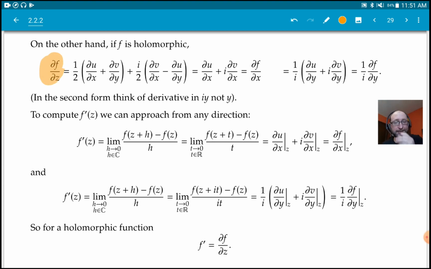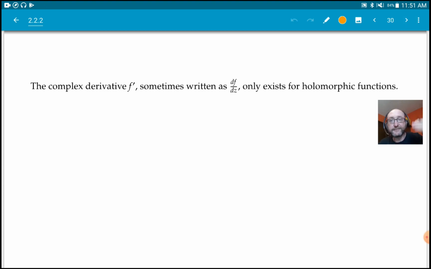So what we have is that the derivative with respect to z, the Wirtinger operator derivative with respect to z, is equal to the complex derivative for a holomorphic function. As long as this is a holomorphic function. Notice that this guy over here, I can compute for any function, as long as the partial derivatives exist. It doesn't have to be a holomorphic function. But this guy over here, f prime, exists only for a holomorphic function. That's really what makes a holomorphic function a holomorphic function, the existence of that.